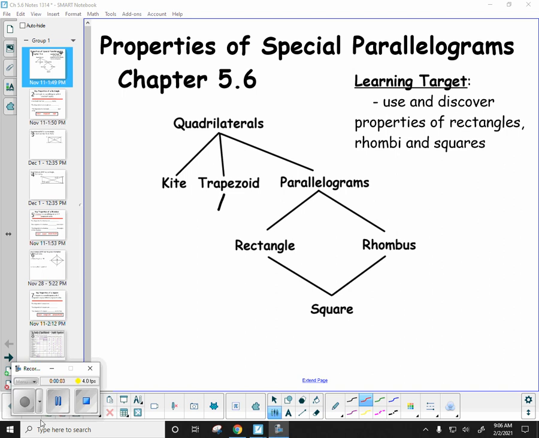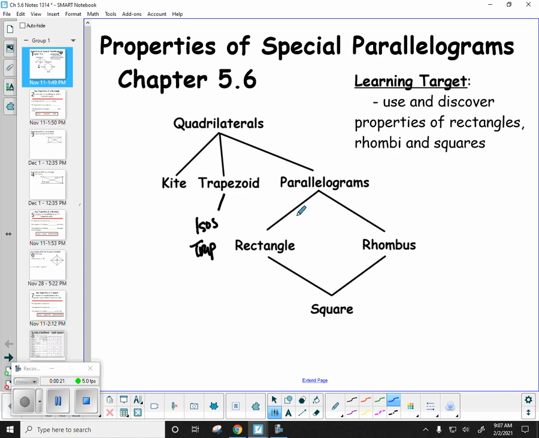Today we're going to talk about special parallelograms. So I put on here the quadrilateral family tree. We started with quadrilaterals, we talked about kites, we talked about trapezoids, we also talked about isosceles trapezoids. Yesterday we focused on parallelograms. Today we're going to talk about rectangles, rhombi, and squares.